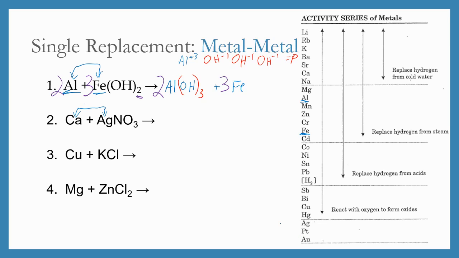Silver is down here. It would prefer to be alone versus calcium, which is way up here. This would prefer to be with something. So calcium in the presence of silver nitrate will want to switch places. So that means the calcium will want to be with the nitrate and the silver will want to be by itself. All right. So what we have to do is adjust the charges here for the calcium nitrate.